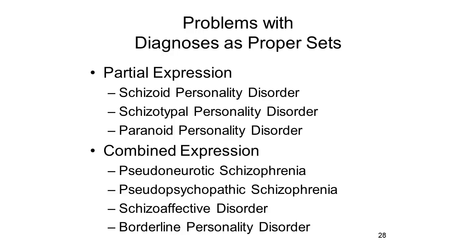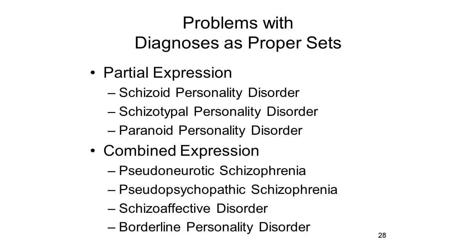This traditional view then quickly encountered problems of the sort that are familiar from our earlier critique of the classical view of categories as proper sets. The simple fact was that very few patients actually resembled the textbook descriptions of various syndromes. First, there was a problem of partial expression. Many patients displayed some, but not all of the symptoms that defined a particular syndrome. In the case of schizophrenia, this led to the introduction of new syndromes such as schizoid personality disorder, schizotypal personality disorder, and paranoid personality disorder.